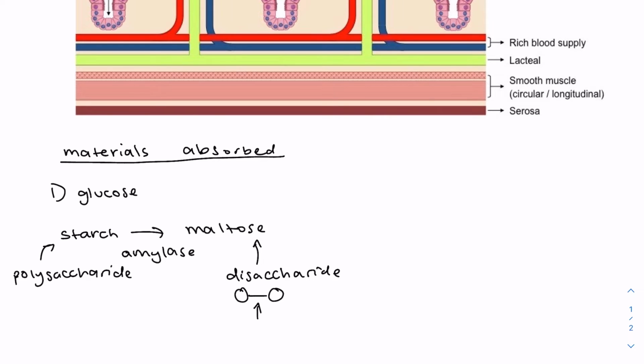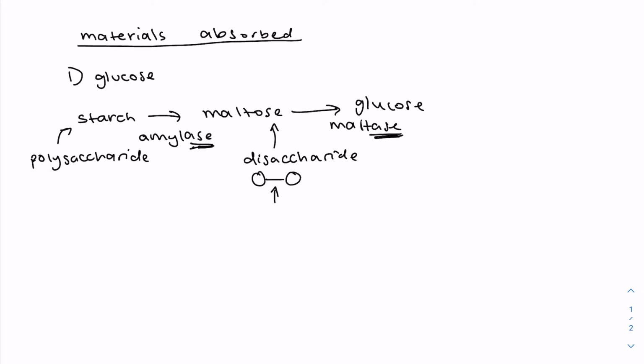and is two glucose molecules attached together by a glycosidic bond. When this glycosidic bond is broken, catalyzed by the enzyme maltase, remember the suffix -ase is what we use to signify that something is an enzyme, then this will form glucose. The second material that is absorbed is fatty acids and glycerol. So lipids are emulsified, meaning that they're broken down into smaller pieces by bile.